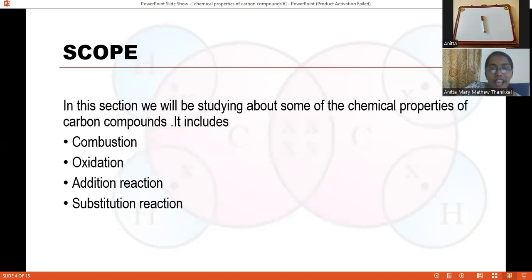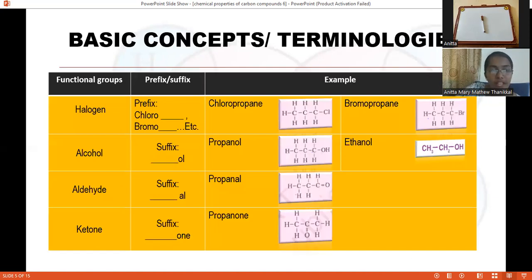In this section, I'll explain some of the chemical properties of carbon compounds. It includes mainly four properties: combustion reaction, oxidation reaction, addition reaction, and also substitution reaction. Before this section, I will explain some of the basic concepts or terminologies related to this topic. I think we have already studied them in the previous section. Just to recap these topics.